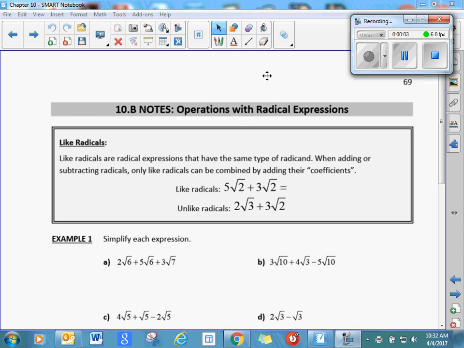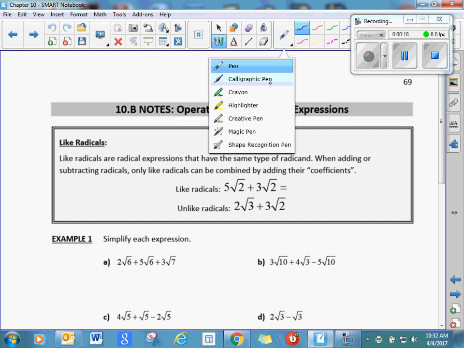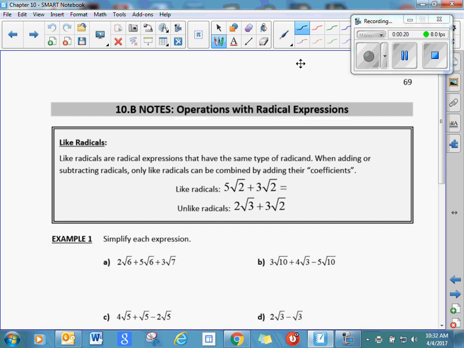Hi guys, we're on 10.B notes. This is page 69 in your book, and we're going to talk about more things that we can do with radicals. We're going to start with adding radicals, and then we'll move on to multiplying in this section as well. So here we go.